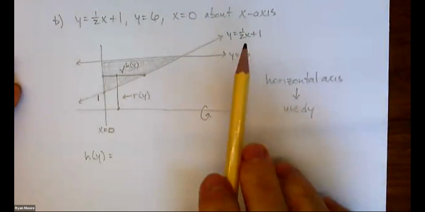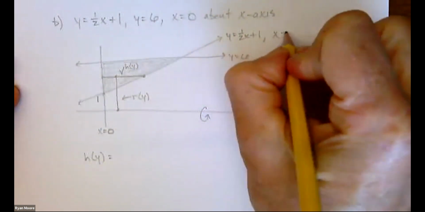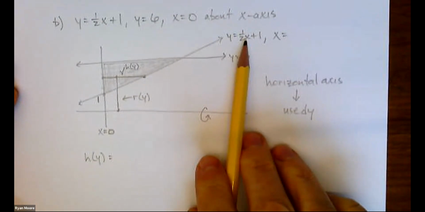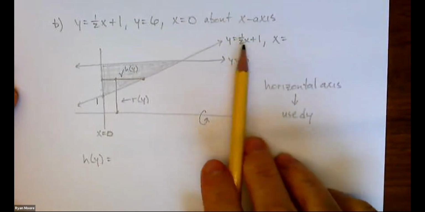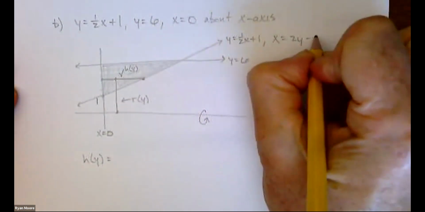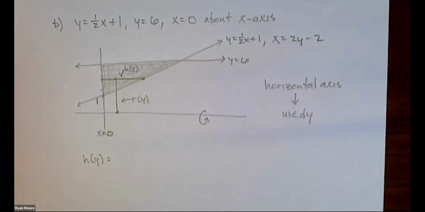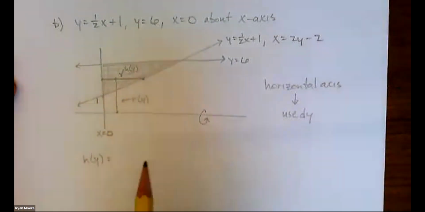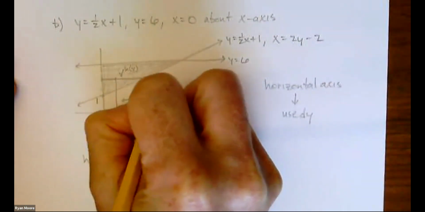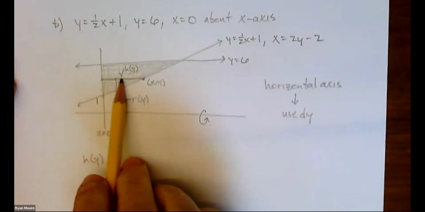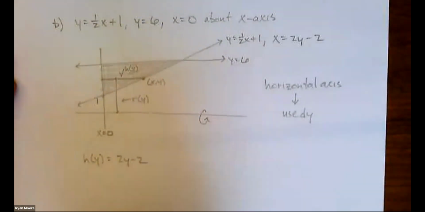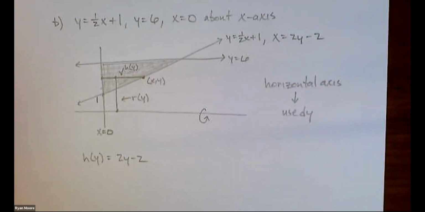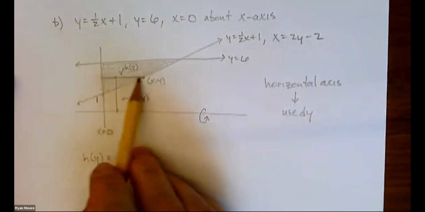Hey, if we're using dy, we've got to rewrite our equation as x equals, that's going to help us get h of y. Let's see, subtract 1, multiply by 2, 2y minus 2. Okay. So what is h of y? What is that length? Well, if we think, hey, this point here is the point (x, y), then that length is x, and x equals 2y minus 2. That's it, just that distance from the function out there.